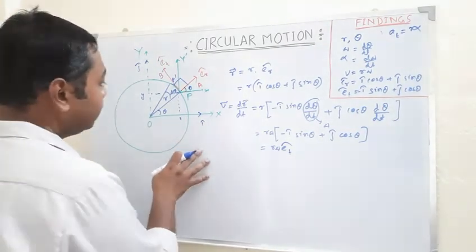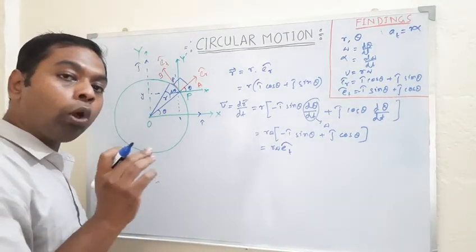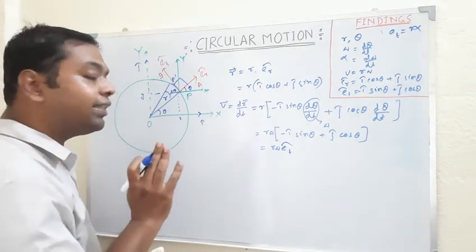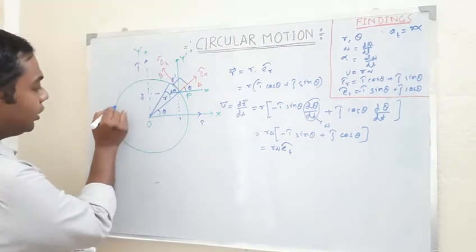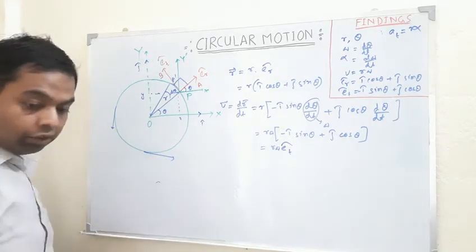So at any given instant of time, wherever the particle is, the direction of the velocity is always along the tangent. If the particle is here, it is along the tangent. If the particle is here, it is along the tangent.